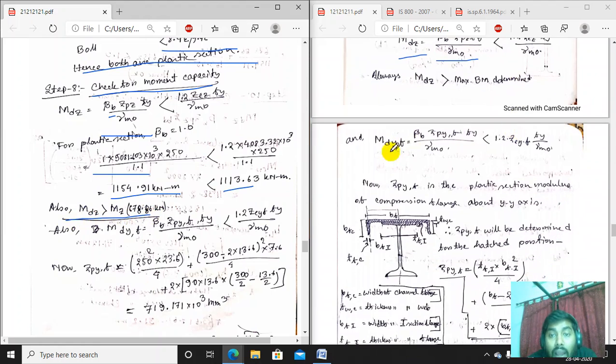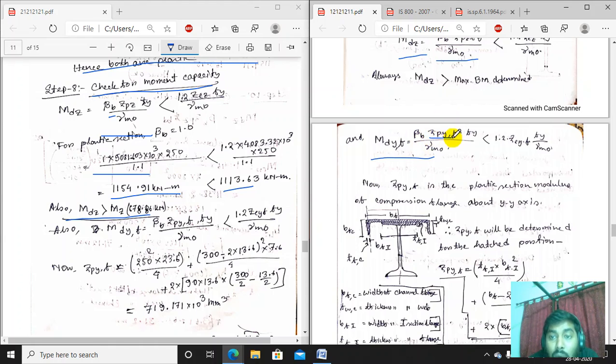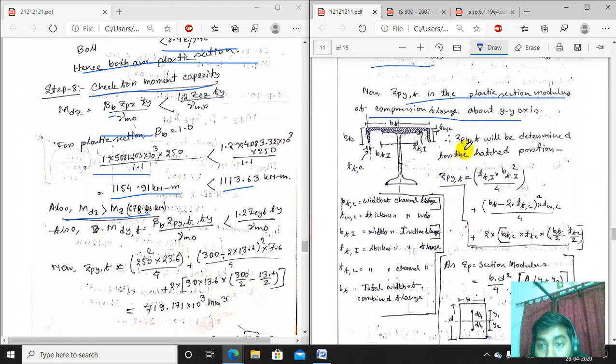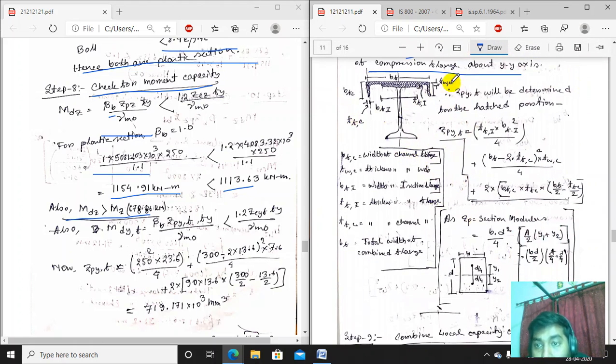Now Mdyf we also have to determine, where Mdyf means beta b Zpyf. What is the meaning of Zpyf? Zpyf is the plastic section modulus of the compression flange about the y axis. That means the plastic section modulus has to be determined. I have shown you in the previous class how to determine the plastic section modulus for the compression flange only. So when we are determining the plastic section modulus for the compression flange, we will use that formula.